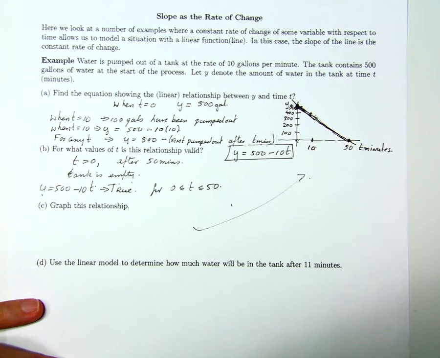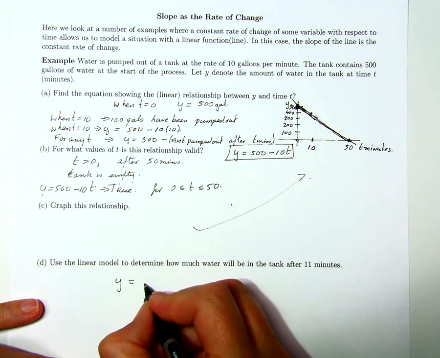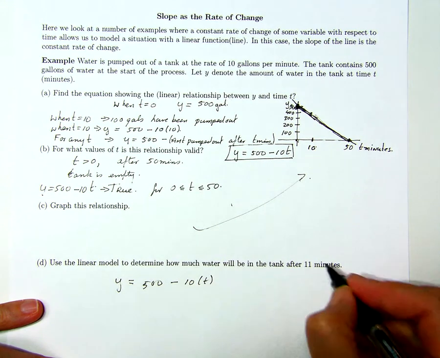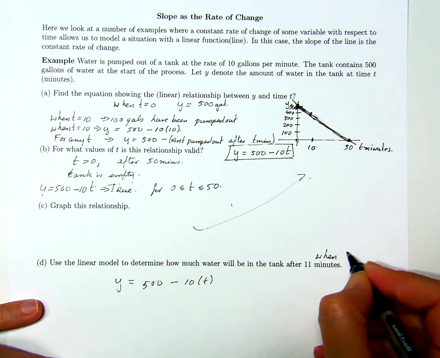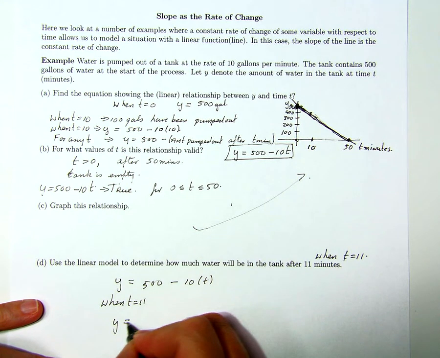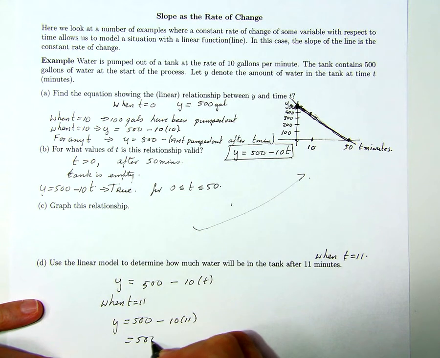How can I figure out how much will be in the tank after 11 minutes? Well, I have the amount in the tank, which is y, is 500 minus 10 times t. And I'm thinking about when t is 11. So when t is 11, the amount in the tank is 500 minus 10 times 11, which is 500 minus 110, which is equal to 390, and our units are gallons.